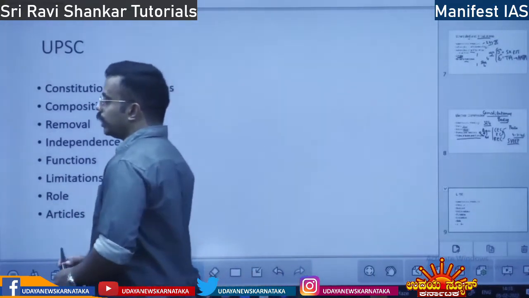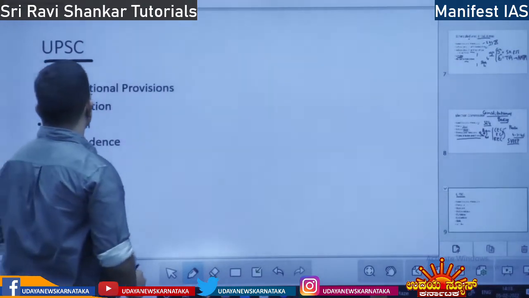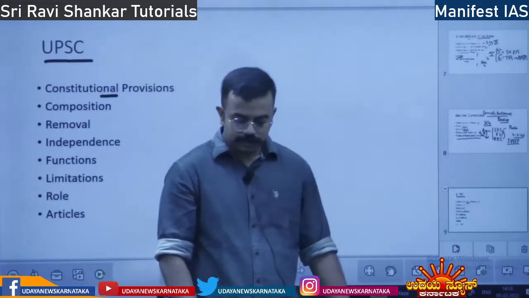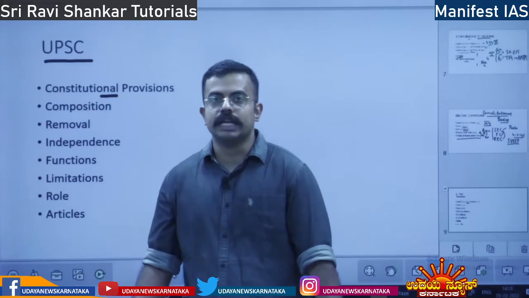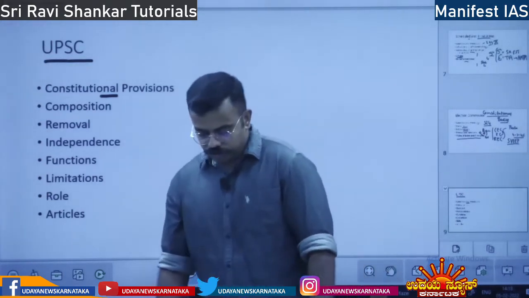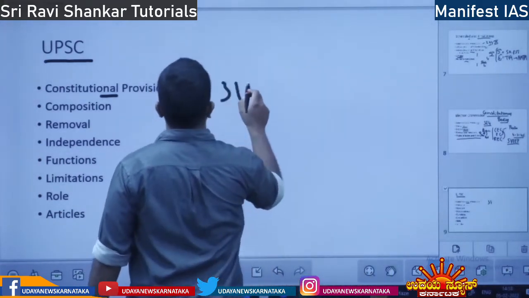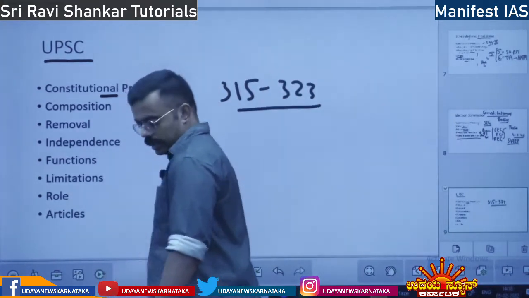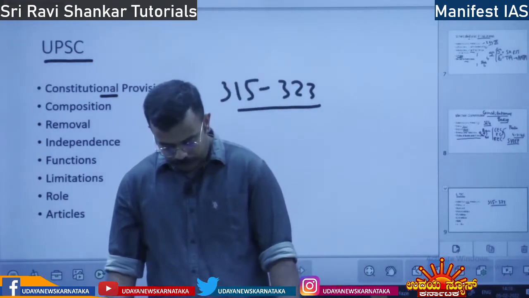Next, the most important body, the Central Public Recruitment Body, UPSC, for which most of you are preparing. So what are the constitutional provisions? It comes under Part 14 of the Constitution. What are the articles? Articles 315 to 323 speak about UPSC.